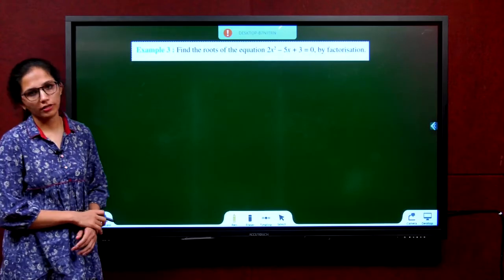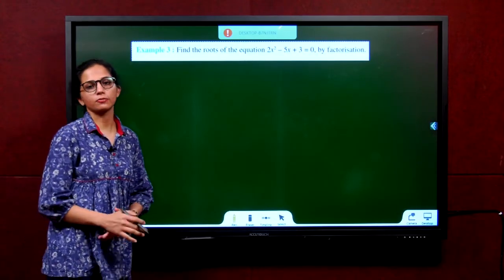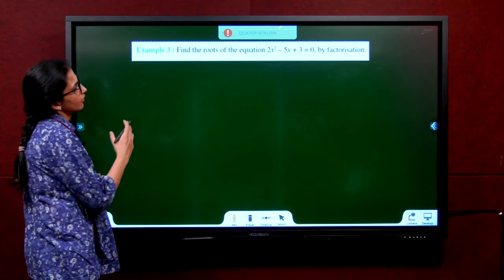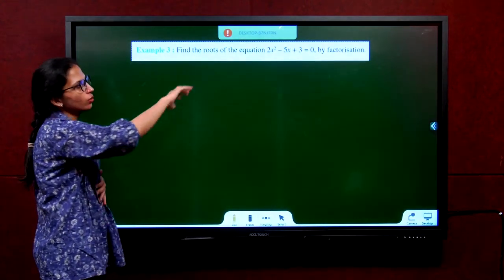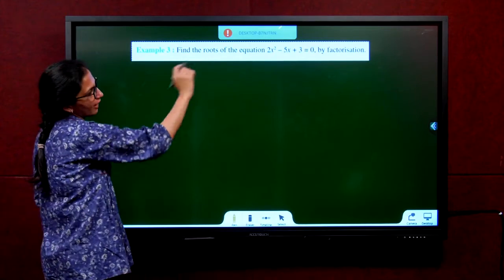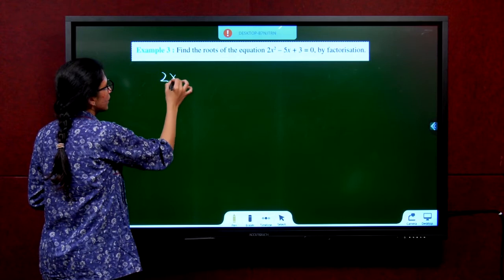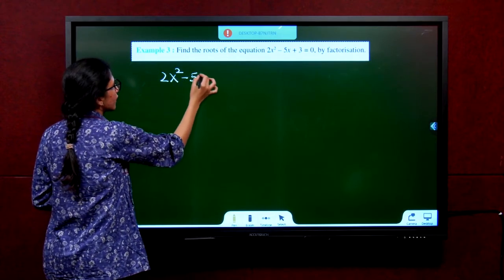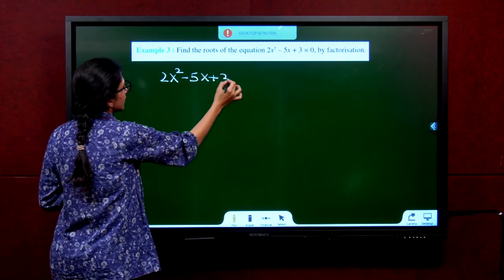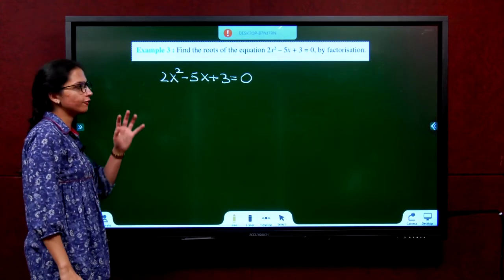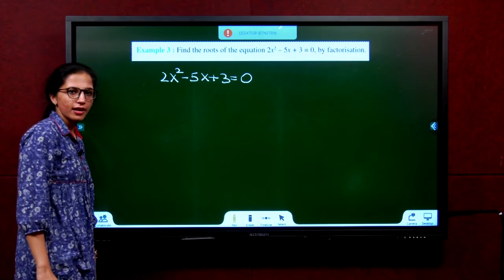So we have understood what factorization is. Let us see a few textbook problems on factorization. They have told us to find the roots of the equation by the factorization method. So 2x² minus 5x plus 3 is equal to 0 is given. You have to find the roots by factorization.